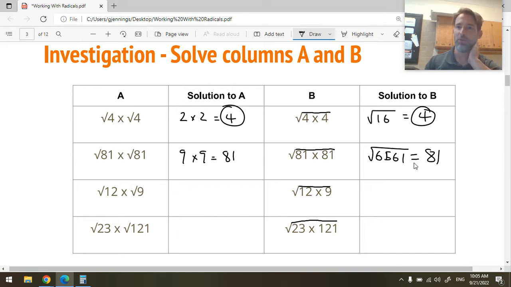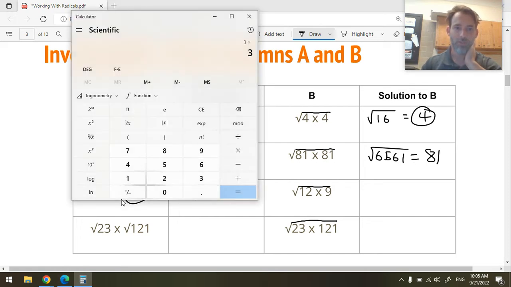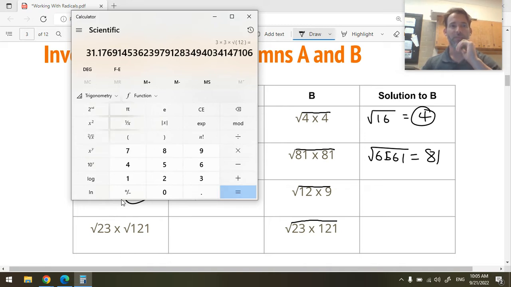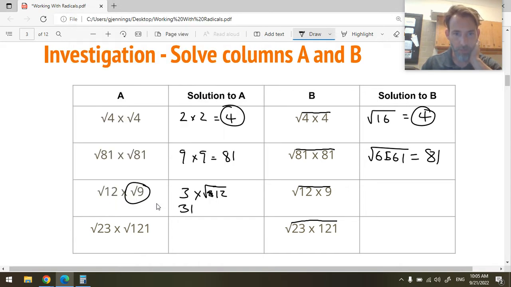All right, now the square root of 12 times the square root of 9. Well, the square root of 9 is just going to be 3 times the square root of 12, because that's just 3. And the square root of 12, what is it? Let's go, 3 times root 12. I forget, this calculator I have to do 3 times 12 but the root of it. Equals 31.2. It's approximately equal to that.